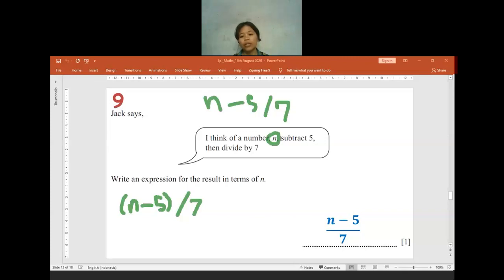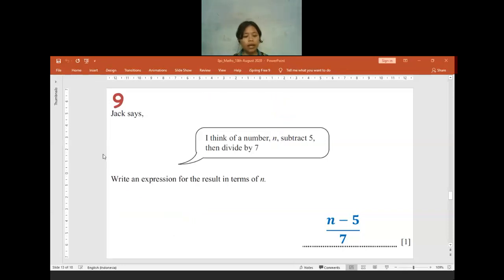Is there anyone else having any question before I continue to question 10? No? Okay. If no one has any question, I will move to question 10.